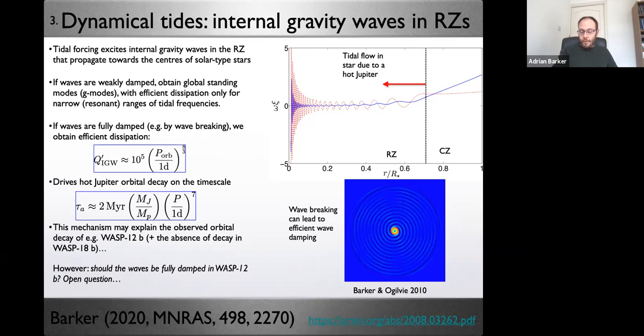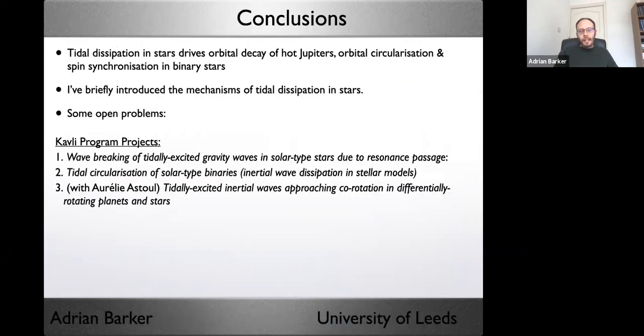And so this figure at the bottom right was just from a simulation of this interaction. There are many unsolved problems in this mechanism. So I've just briefly introduced tidal dissipation in stars and the mechanisms that are responsible for this, and some of the work that I've been involved with either recently or in the more distant past that relate to the projects that I've proposed for the Cavity program. So tidal dissipation in stars drives orbital decay of planets, such as hot Jupiters. It is also responsible for circularization of the orbits of binaries and in synchronizing their spins with the orbits, so the process of tidal locking.